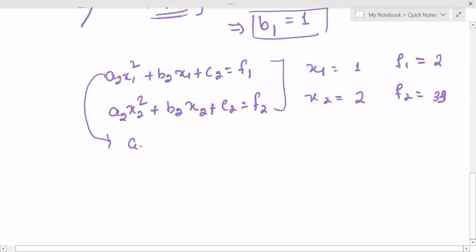A2 plus B2 is equal to F1. This is 4A2 plus 2B2 plus C2, which is equal to 33. This is one equation.